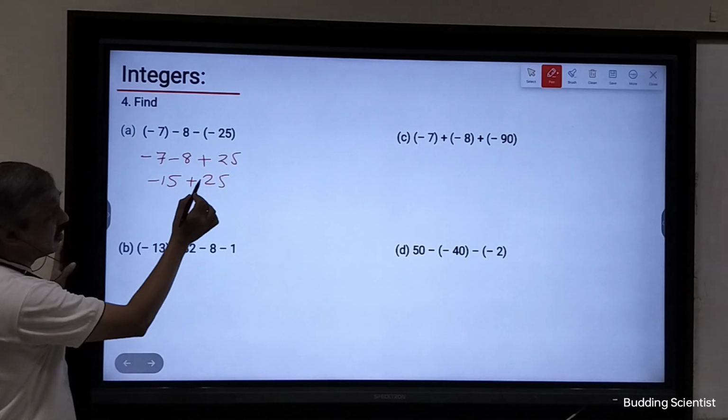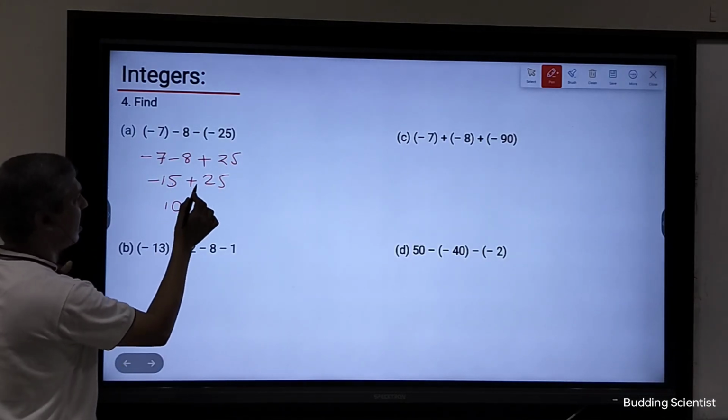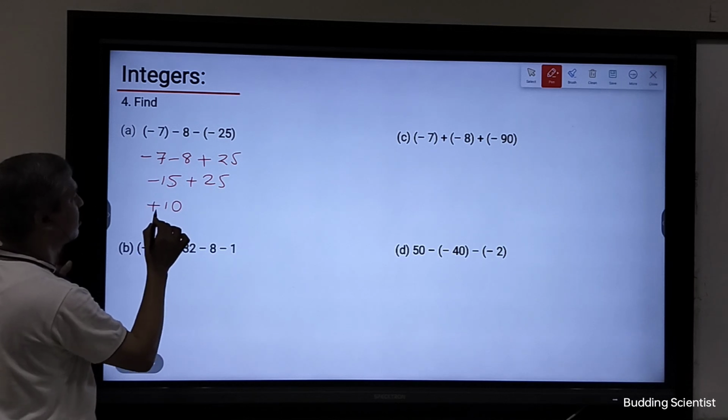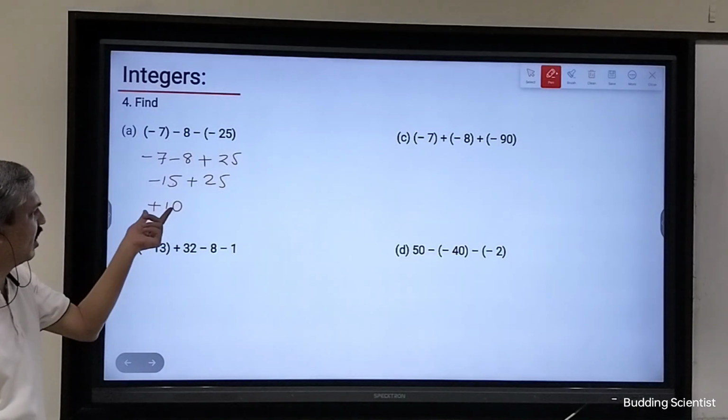After that, this is bigger number, this is smaller number, so 25 minus 15 is 10 and the sign will have the same as the bigger number. The sign shall be same as the sign of the bigger number. So plus 10 or 10.